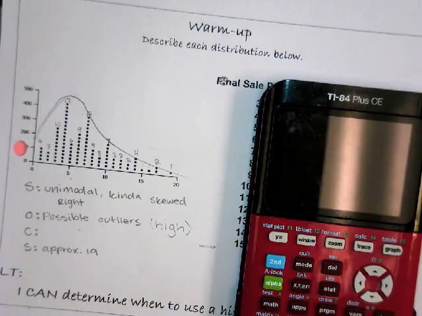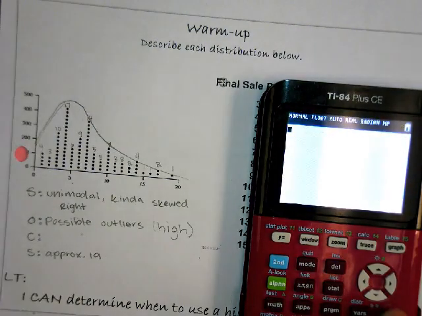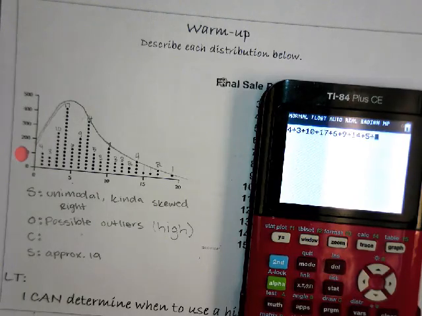All right. Let's add some numbers together. 4 plus 3 plus 10 plus 17 plus 6 plus 9 plus 14 plus 5 plus 3 plus 7 plus 3 plus 3 plus 2 plus 4 plus 1 plus 1 plus 2 plus 1.